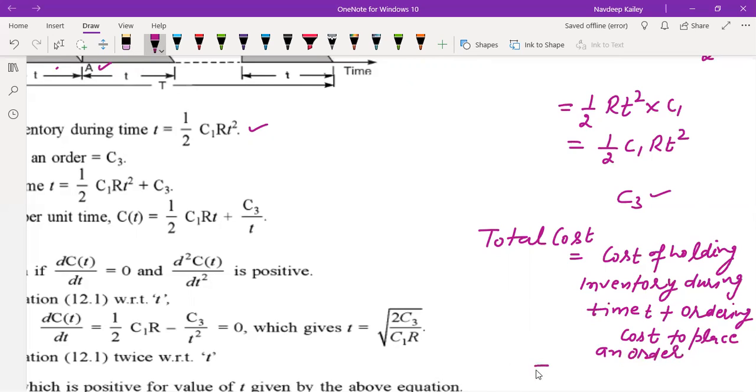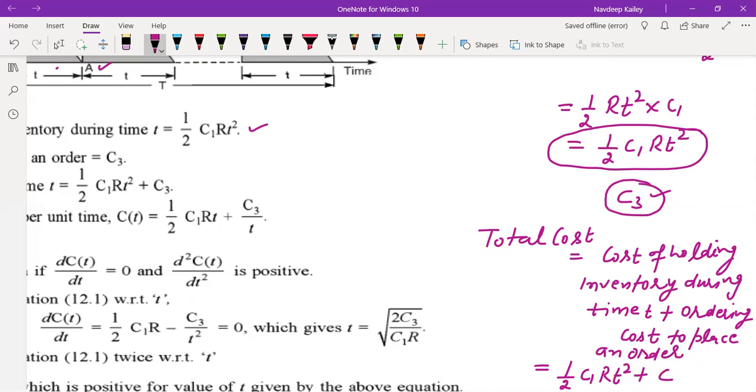Total cost is given by the cost of holding inventory during time t, which is given by this formula, half C1 RT square, plus the ordering cost to place an order, which is given by capital C3. Therefore, the total cost during time t is half C1 RT square plus C3. This is the total cost.